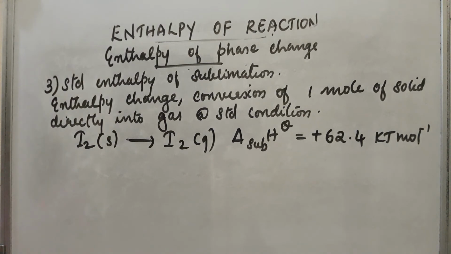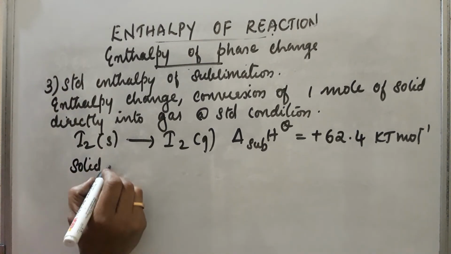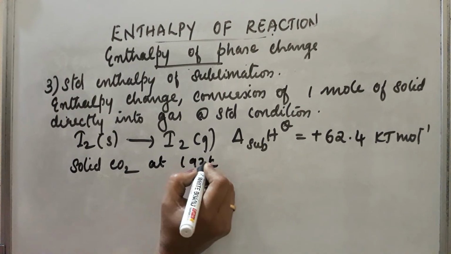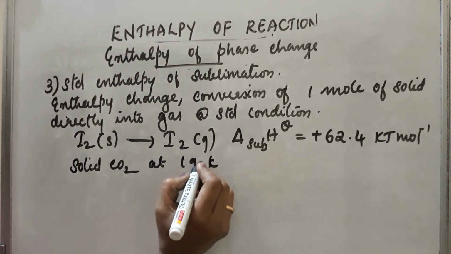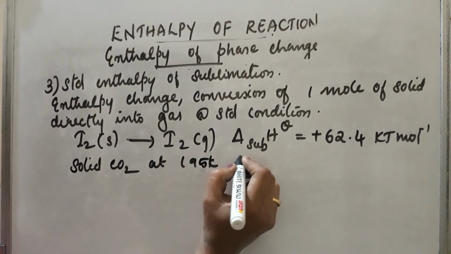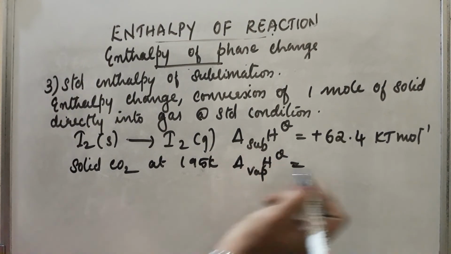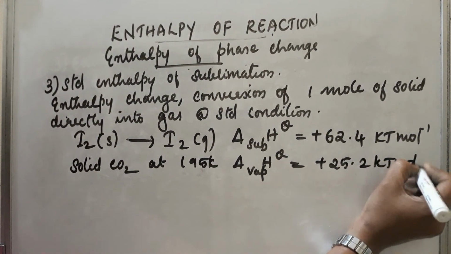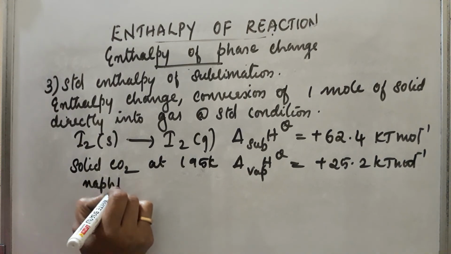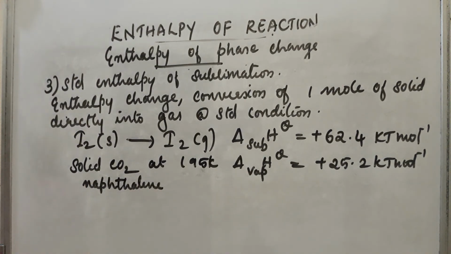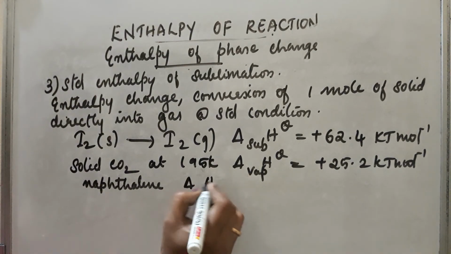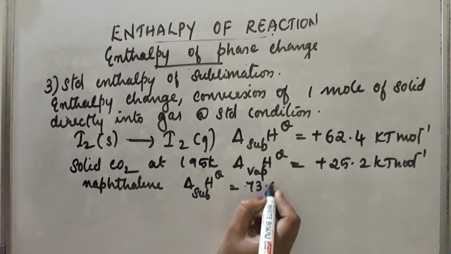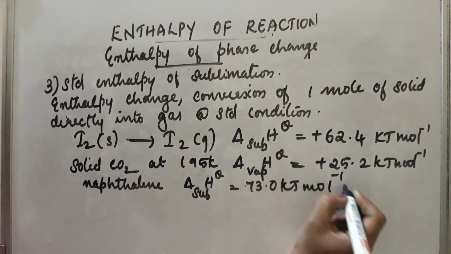Another example is solid carbon dioxide at 195 Kelvin, standard temperature, where delta H is found to be 25.2 kilojoule per mole. Next, in the case of naphthalene, sublimation also takes place and delta H is found to be 73 kilojoule per mole. These are some examples of sublimation.